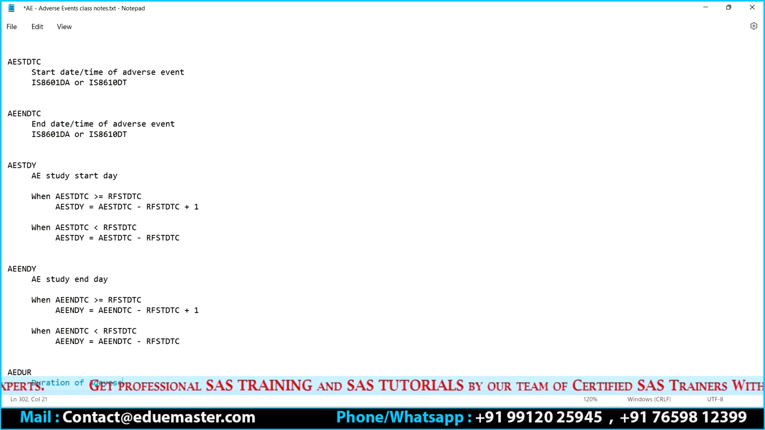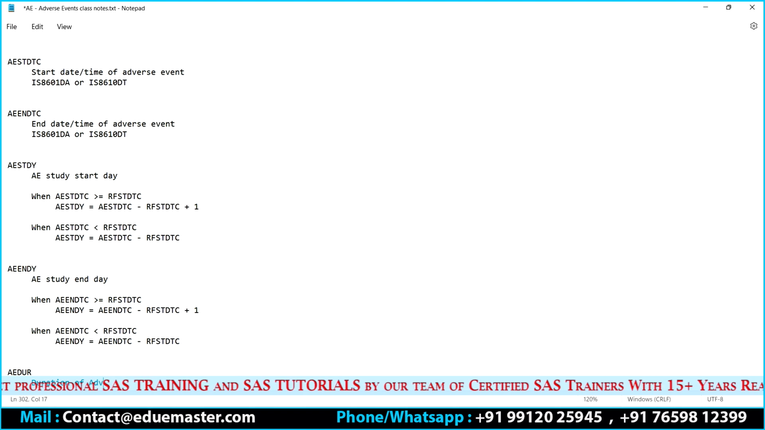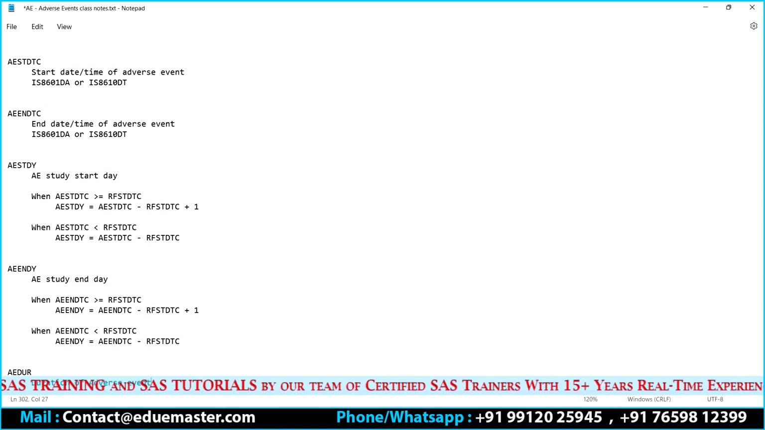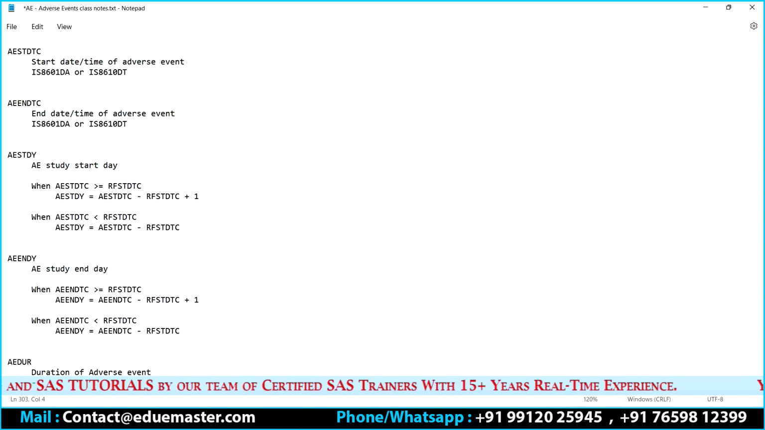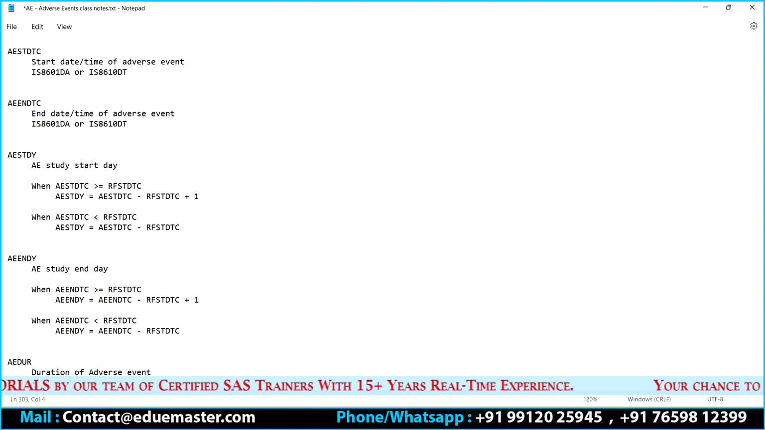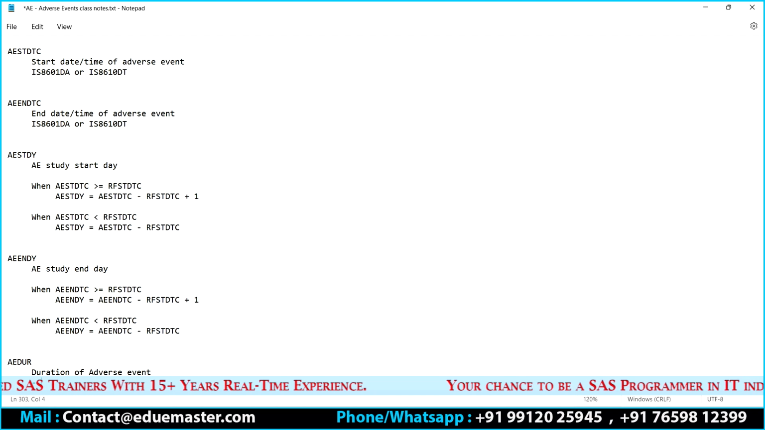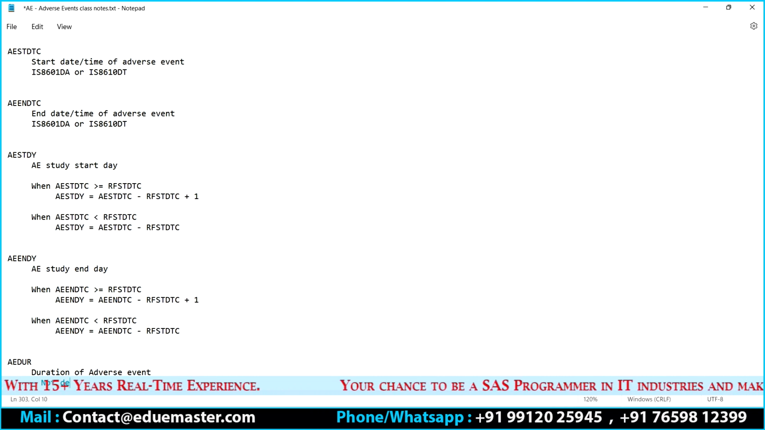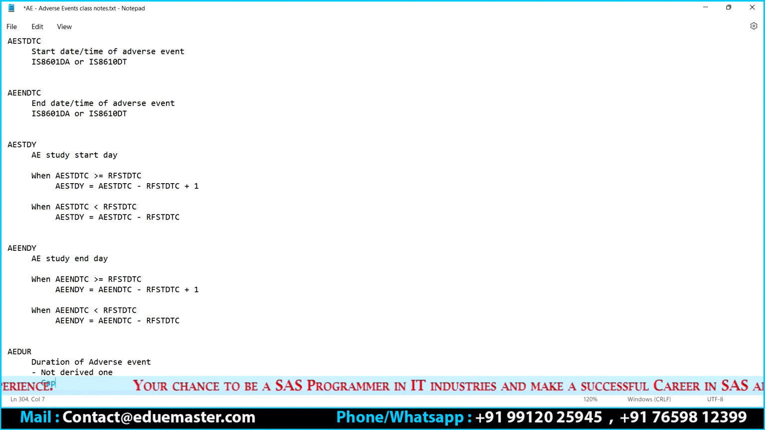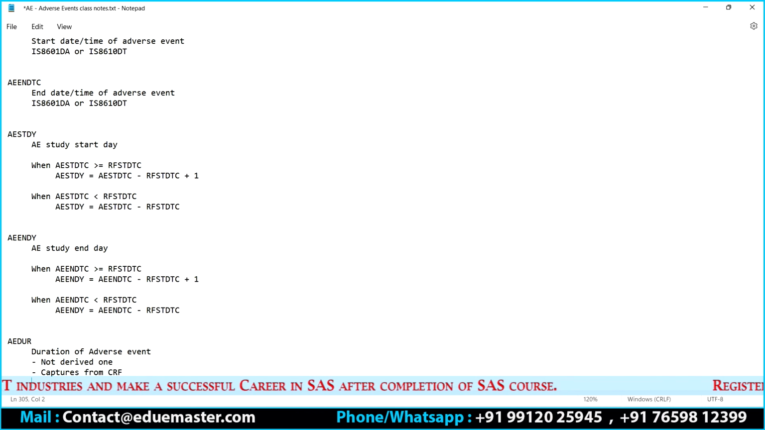Remember, the main thing, we will not calculate this duration. It is not a derived one. It captures from your CRF. If it is present, well and good. If not present, it will be a missing value.